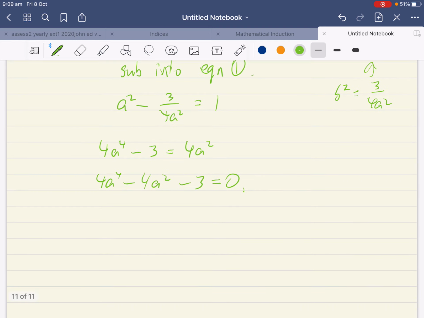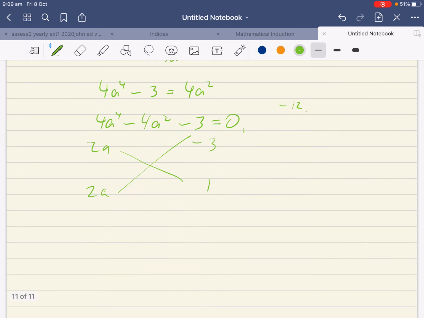Does this even factorize? Let's check it out. 4 times 3 is a minus 12. Oh, do you know what? I'll use the cross method. What is that? 2a and 2a. Does this work? Yeah, minus 6 plus 2. Okay, so factorizing this, we end up with 2a squared minus 3 times 2a squared plus 1 is equal to 0.